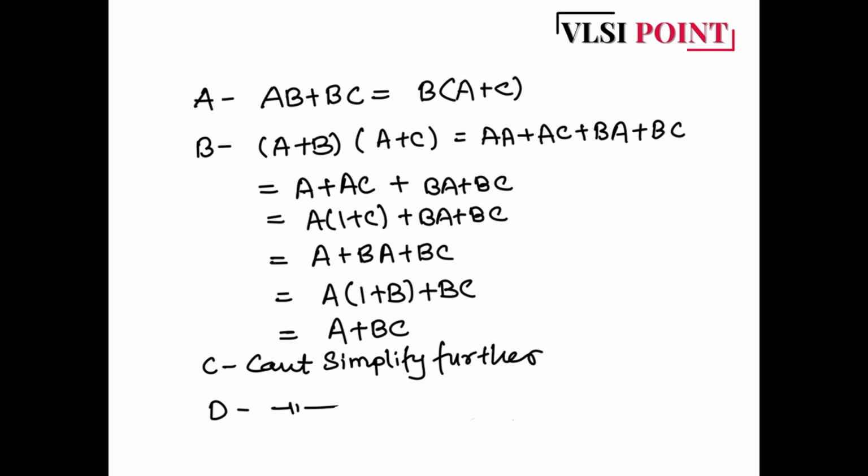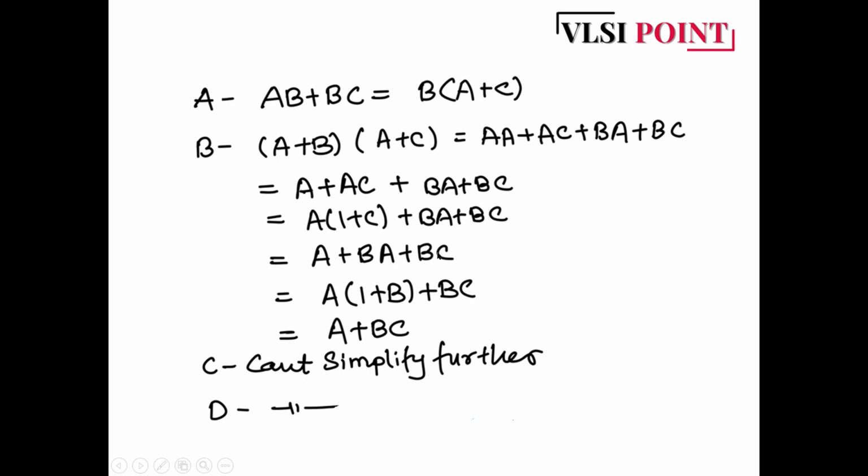Okay, so that's the reason we have taken A as A. Here 1 plus C is nothing but 1. If you are adding any variable with 1, it will give 1. So A into 1 is again A. BA we are taking as it is, and BC we are taking as it is.